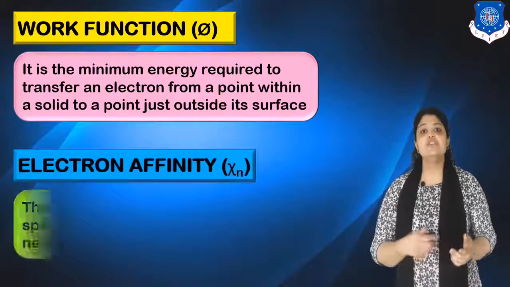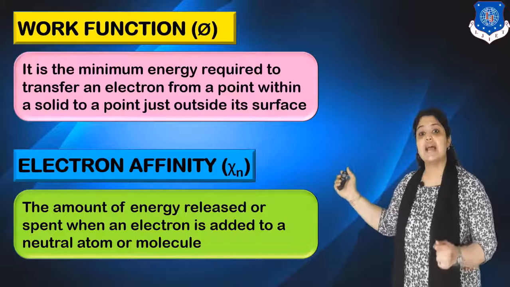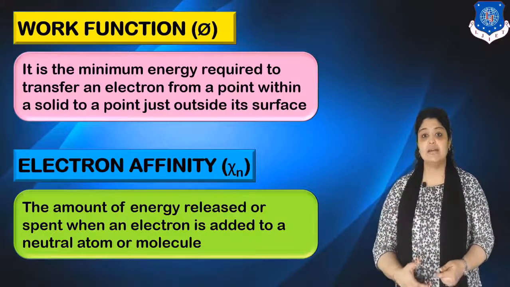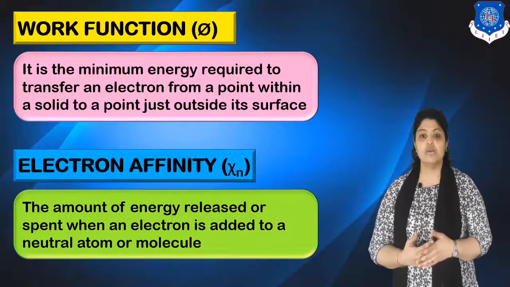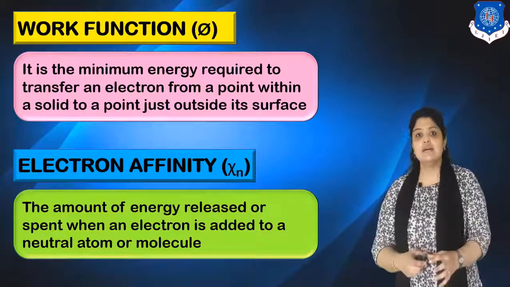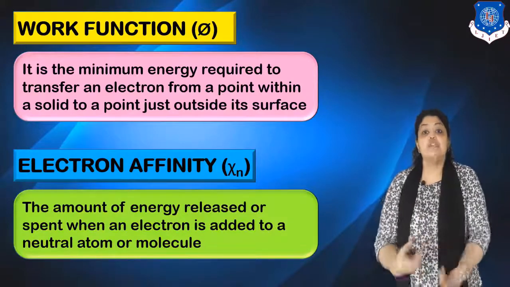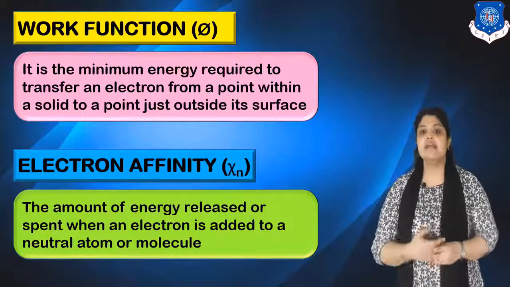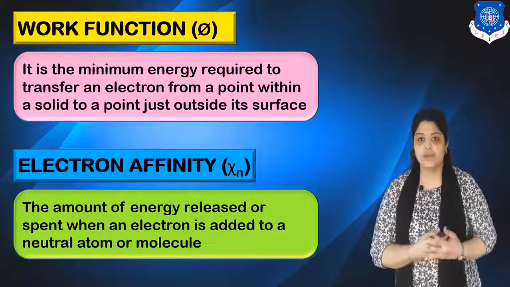The second term which we are going to discuss is electron affinity, which is denoted as chi-n. It is the amount of energy released or spent when an electron is added to a neutral atom or a molecule. If you are adding an electron to a neutral atom, the amount of energy released is what is denoted by electron affinity chi-n. So basically both the terminologies are related to energy only.